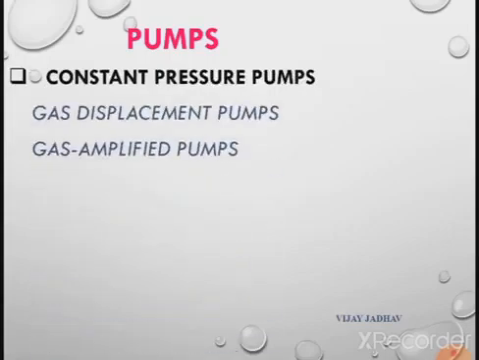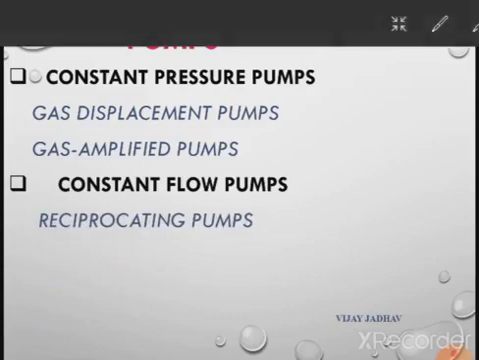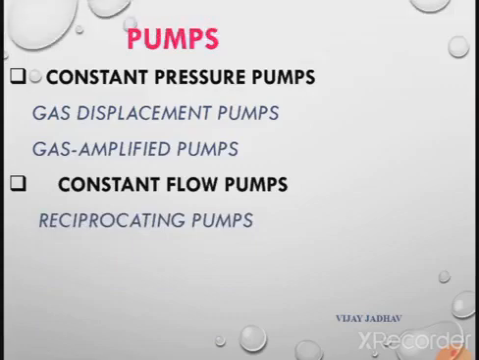As we know, the constant flow pumps are the reciprocating pumps, syringe type pumps, and series type pumps. So these are the two major types of pump: the constant pressure pumps, which include the gas displacement pumps and the gas amplified pumps, and the constant flow pumps, that is, the reciprocating pumps and syringe type pumps.